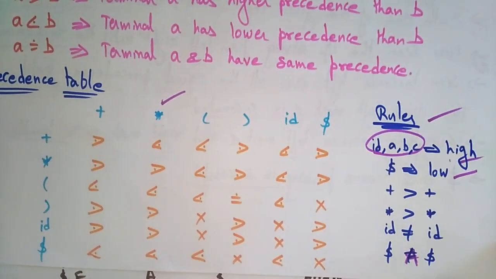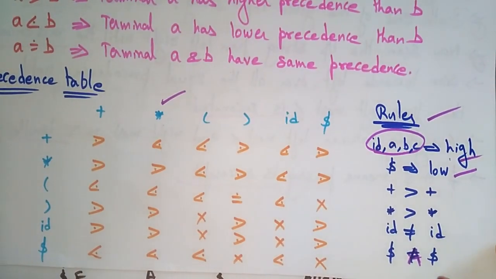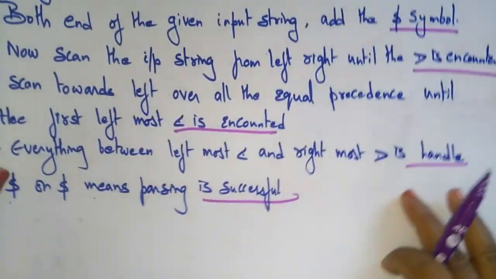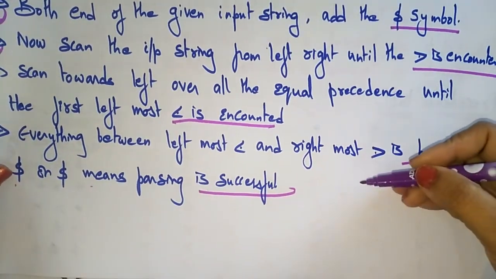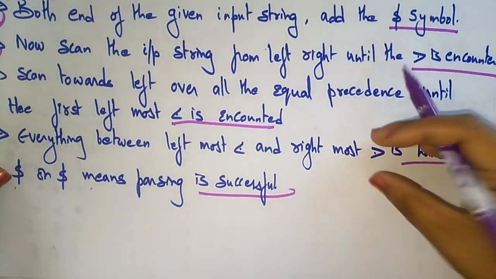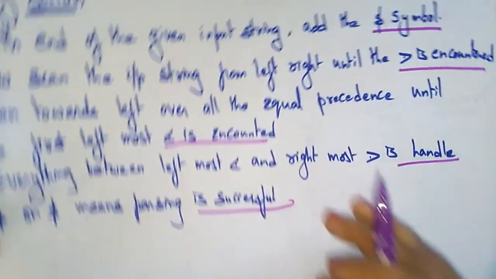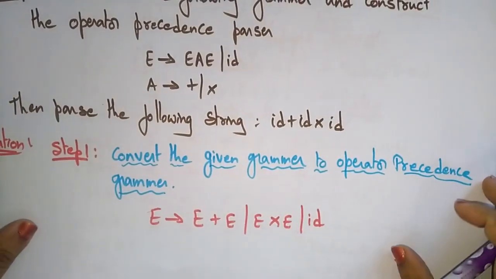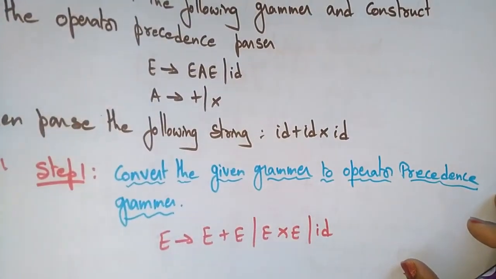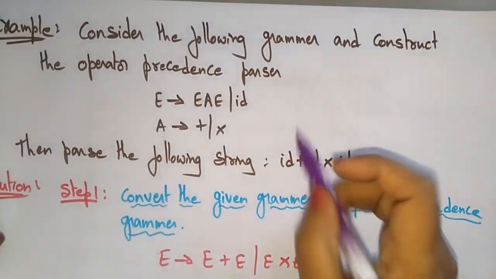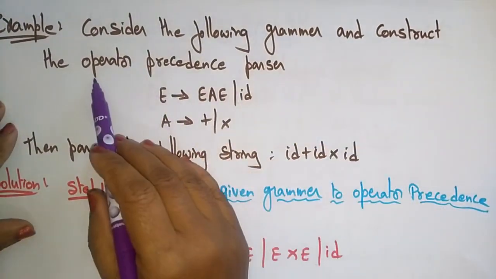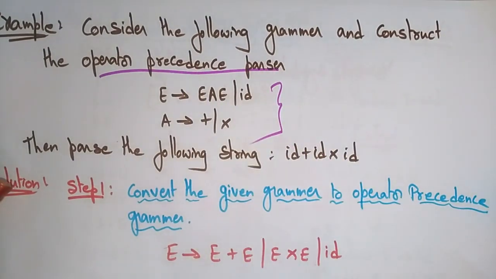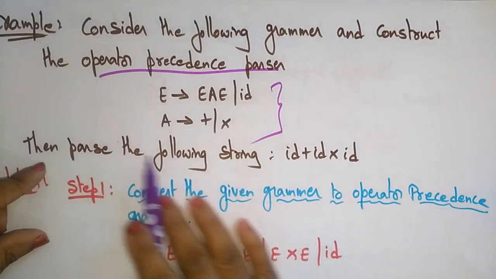So we have seen some operator precedence relation rules, and based on the rules we have constructed the precedence table, and we learned what actions you need to understand while constructing the parsing. Now let's see a simple example. By seeing this example, you will get a clear idea of what an operator precedence parser is. Consider the following grammar and construct the operator precedence parser. Then parse the following string.